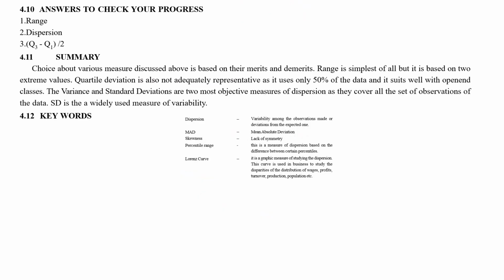Range is the simplest of all, but it is based on 2 extreme values. Quartile deviation is also not adequately representative as it uses only 50% of the data. The variance and standard deviation are the most objective measures of dispersion as they cover all the observations of the data. Standard deviation is the most widely used measure of variability.